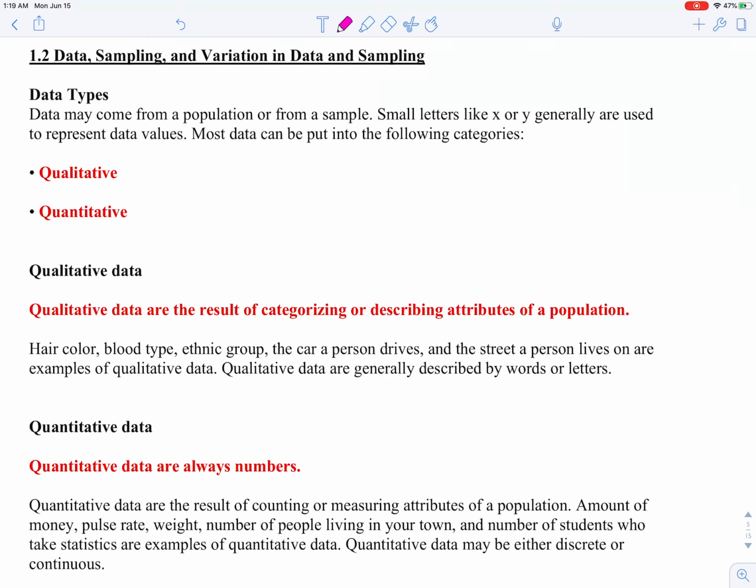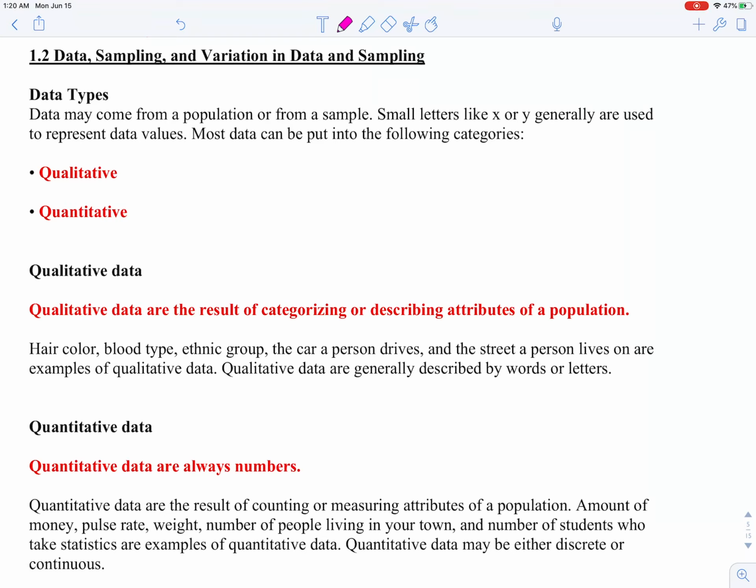1.2, data, sampling, and variation in data and sampling. So data types. We just kind of talked about that a little, but now we're going to get a little more in depth. Data may come from a population or from a sample. Quick recap: data that comes from a population is called a parameter, and data that comes from a sample is called a statistic. Small letters like lowercase x or lowercase y generally are used to represent data values.